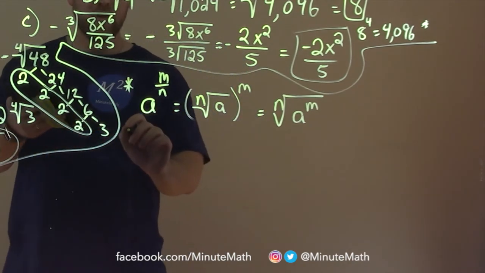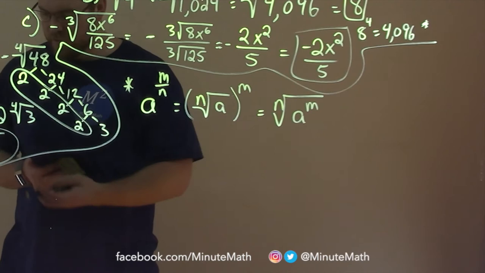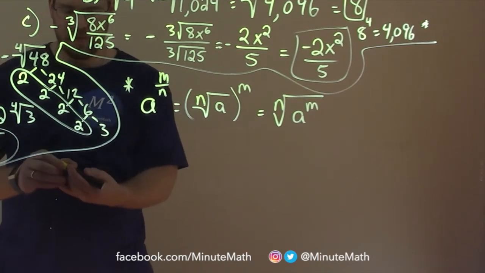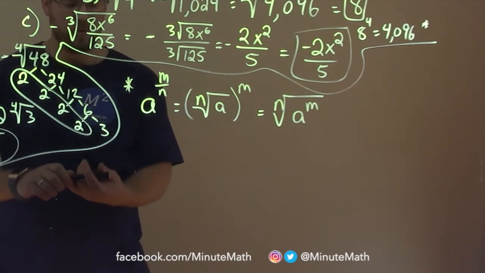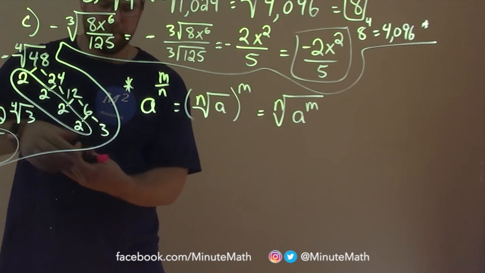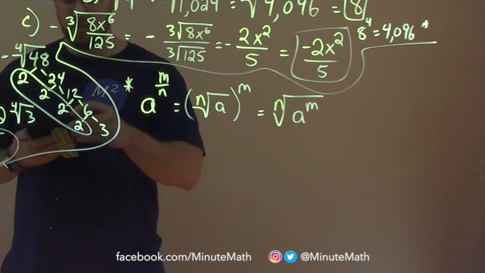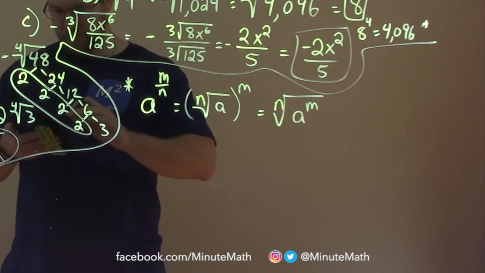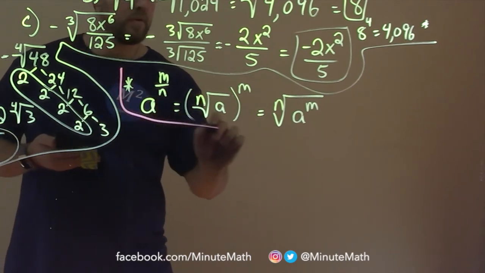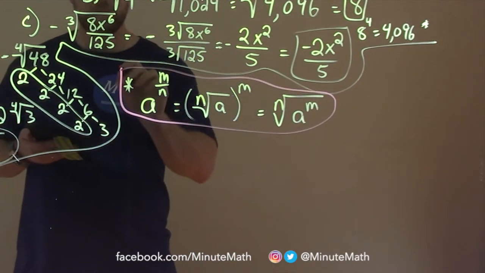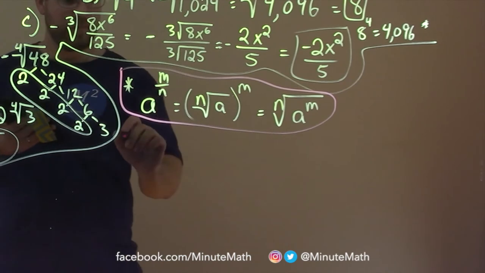So let's try with our example 11 here. And let me do a different color to kind of separate it out. I guess I could have done that rule in pink. So I'll highlight this rule in pink. Let's try example 11.